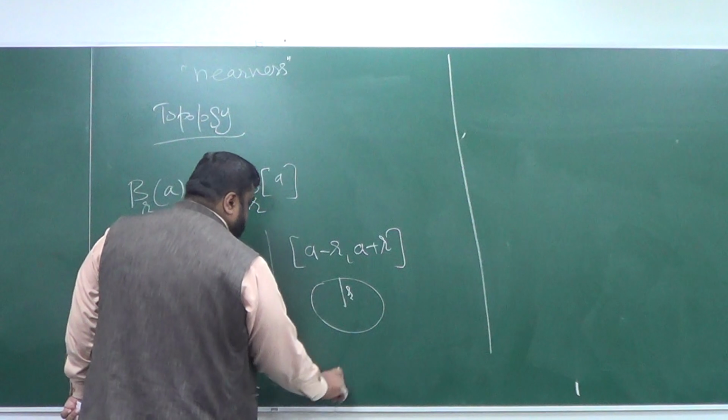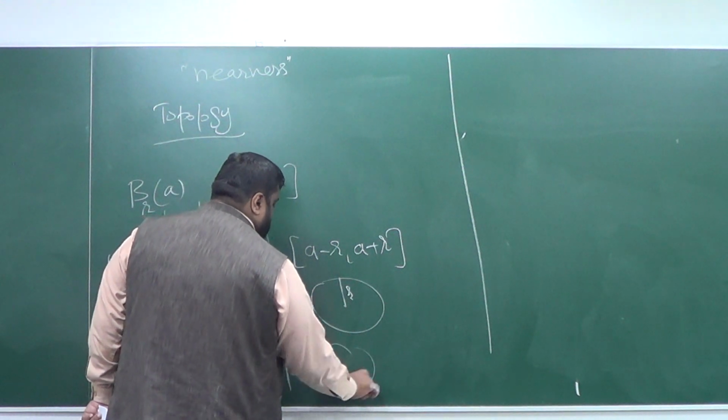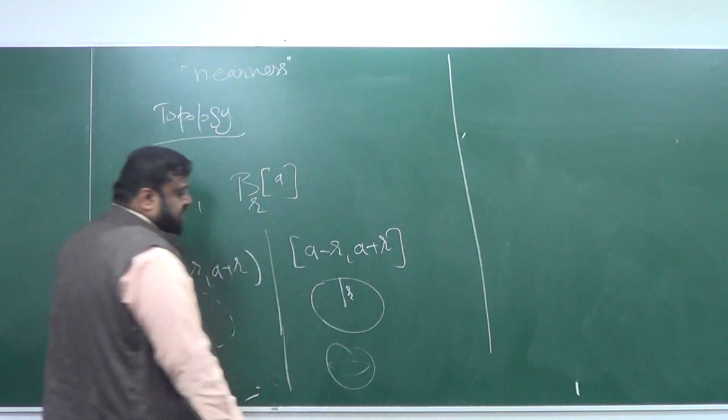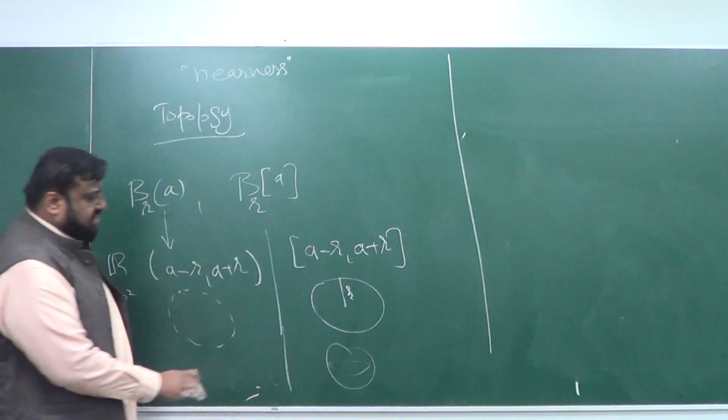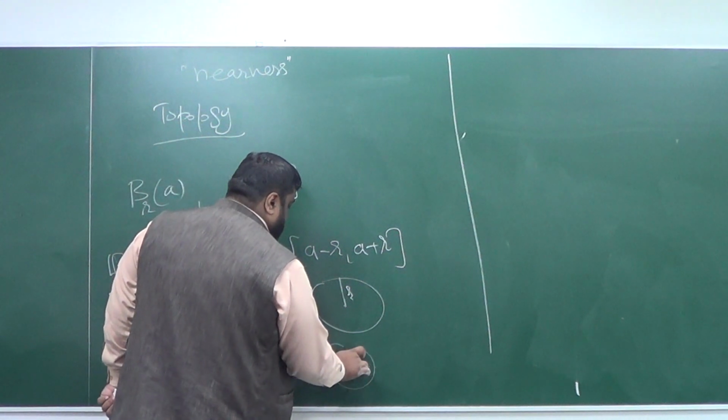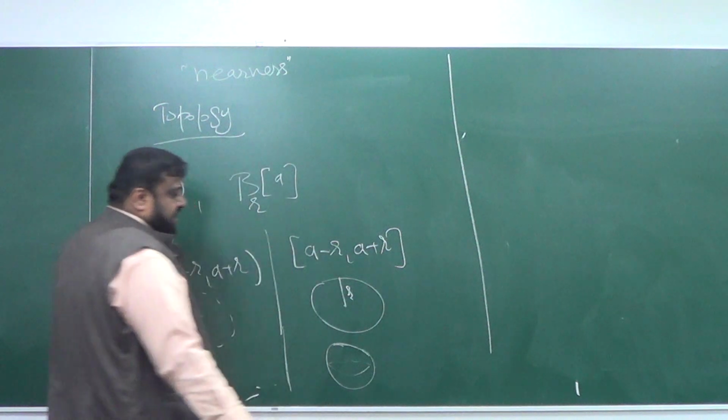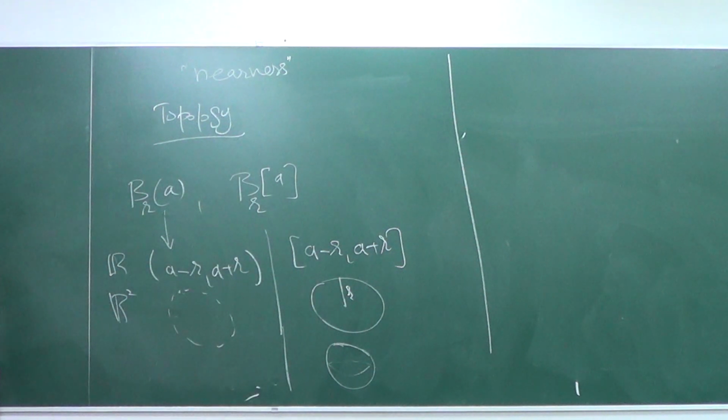In 3 dimensions, it's going to be a sphere of the radius R. It doesn't look like a sphere, but you can assume it's topologically a sphere.